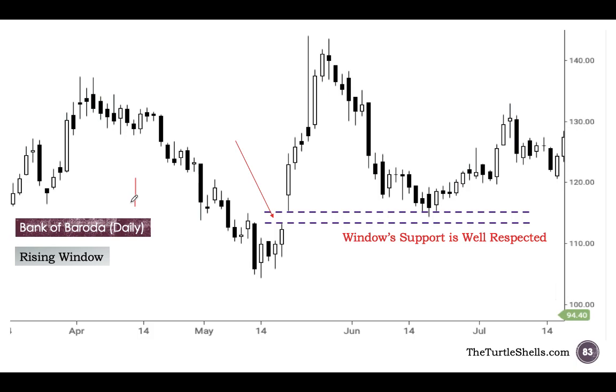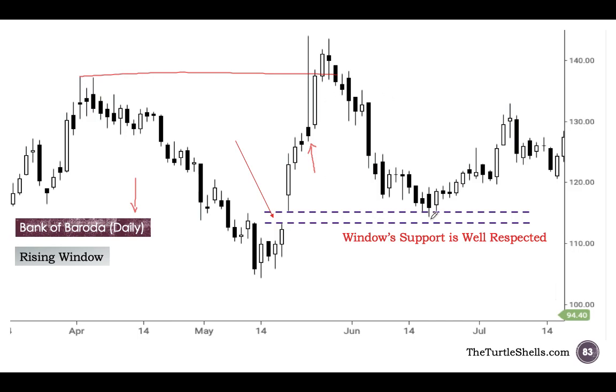This is a daily chart of Bank of Baroda. So just in less than a week, we would have achieved our target on this large candle here. And by the way, this is a shooting star, if you remember. Okay, it's a very large upper shadow.